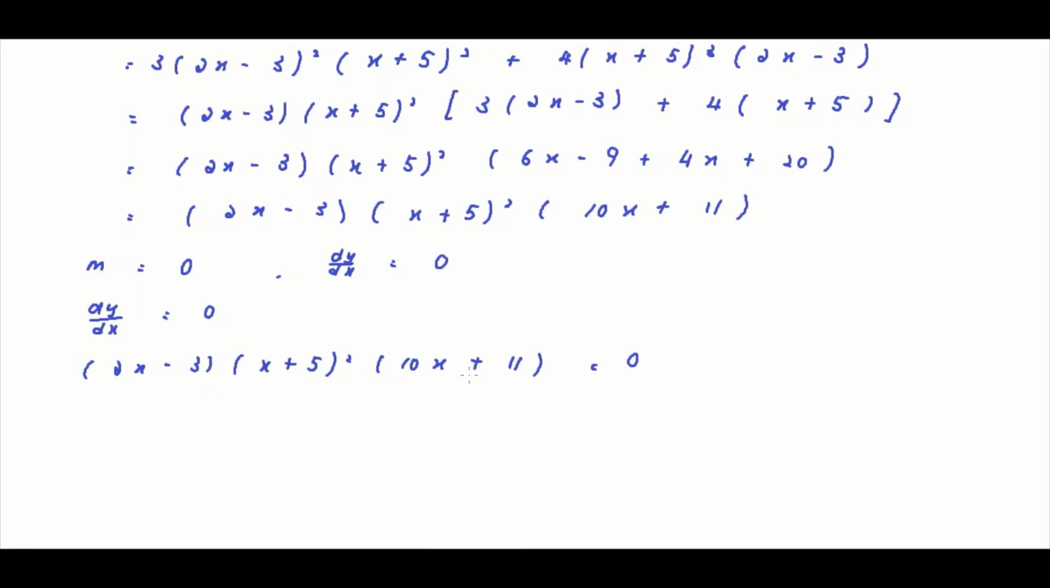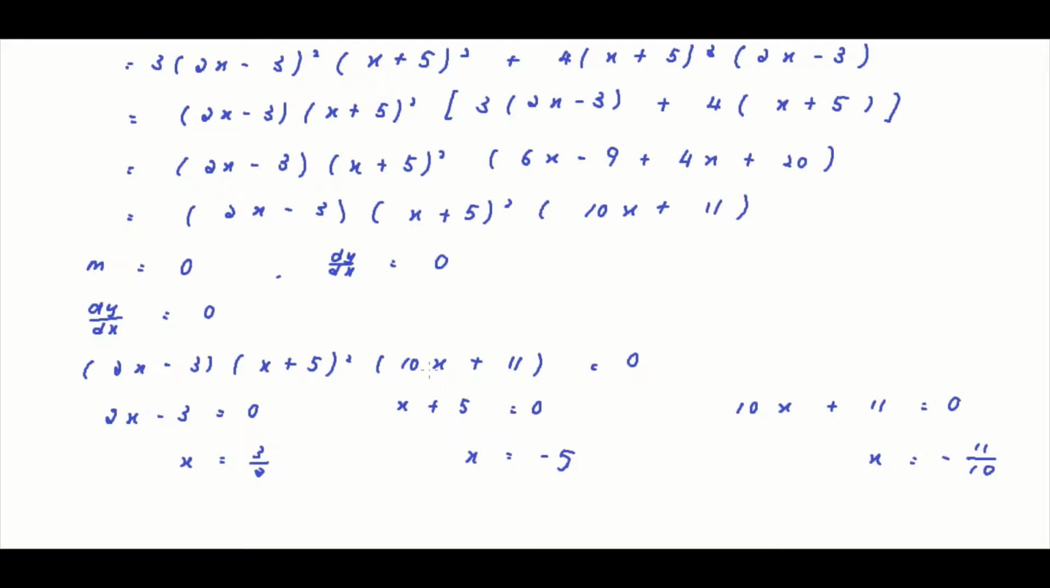This one is already in factorized form, right? So it's either this part is 0, or this part is 0, or this part is 0. You just solve 2x minus 3 equals 0, which gives you x equals 3 over 2. The other possibility is x plus 5 equals 0, so you have x equals negative 5. Then the last one, 10x plus 11 equals 0, so x equals negative 11 over 10. All these three numbers will leave your dy/dx as 0.